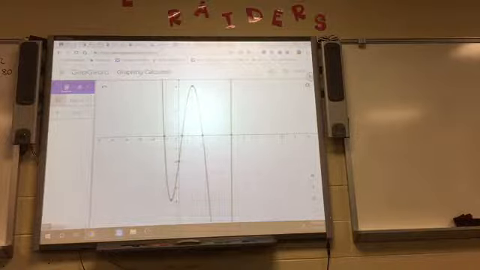Okay. So notice here, based on what they're asking, first of all, is it increasing or decreasing right here? It's decreasing. Remember, you're going from left to right. So as I go from left to right, I'm going down, right? Okay. So here it is increasing. Here it is. Here it is.